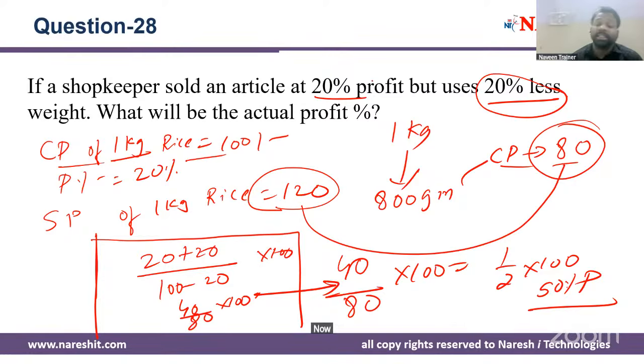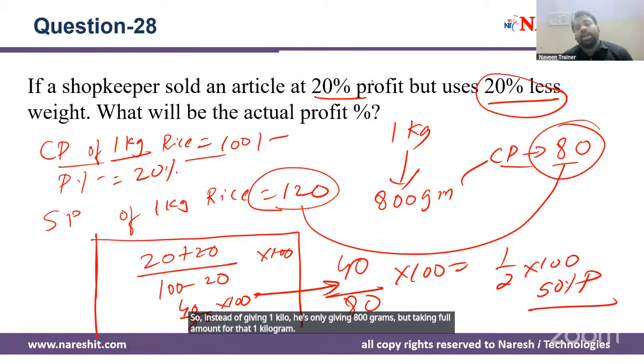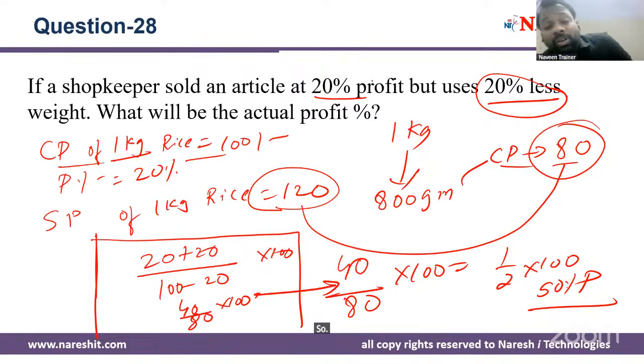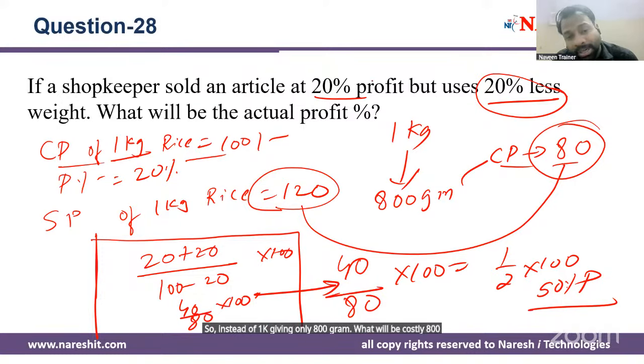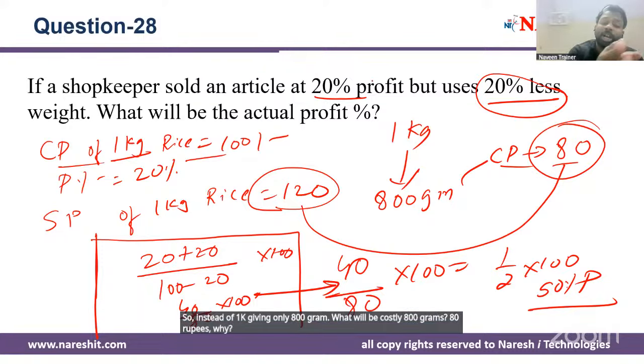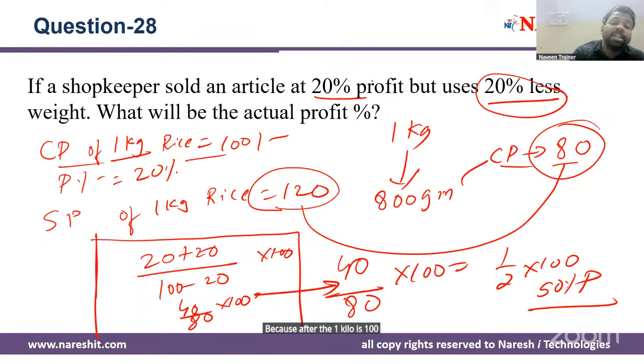Now the condition is that shopkeeper using 20% less weight. So instead of giving 1 kilo, he's only giving 800 gram, but taking full amount for that 1 kilo. So instead of 1 kilo, if you're giving only 800 gram, what will be cost price of 800 gram? 80 rupees. Why? Because cost price of 1 kilo is 100, then cost price of 800 gram will be 80. But customer still paid 120.